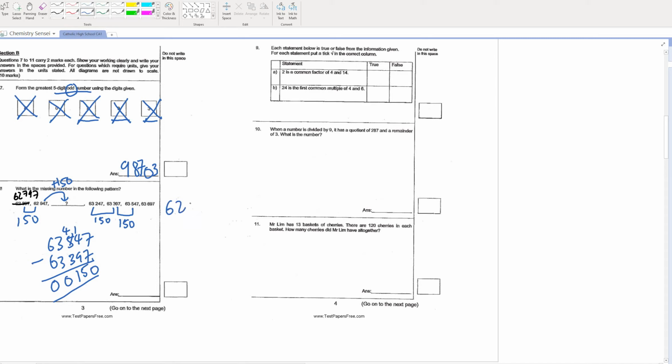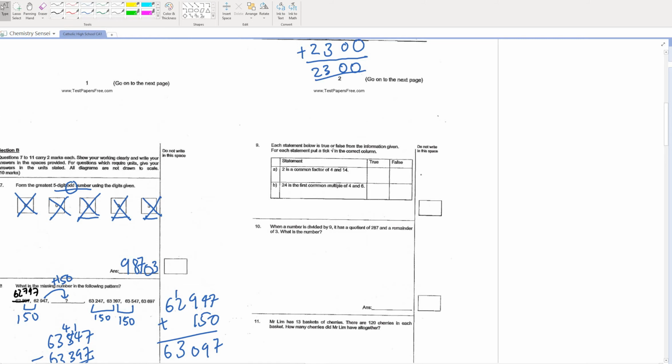Alright, so we have 62,947. When we add 150, we will get 7 plus 0 is 7. 4 plus 5 is equals to 9. 9 plus 1 is equals to 10. Alright, 1 plus 2 is equals to 3. 6 plus 0 is equals to 6. So the correct answer is 63,097.